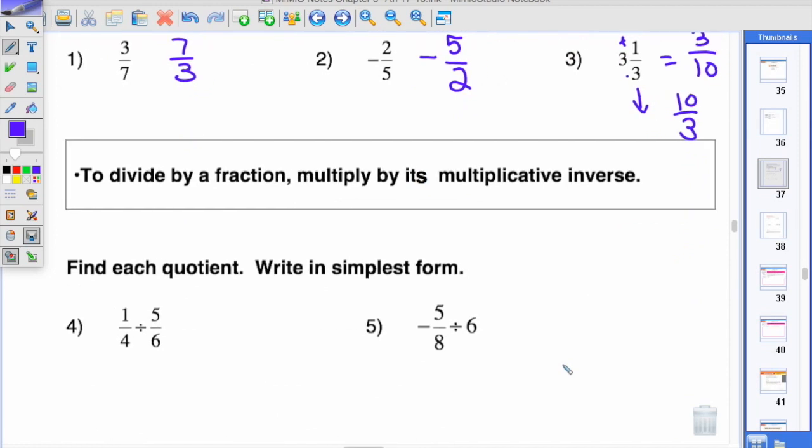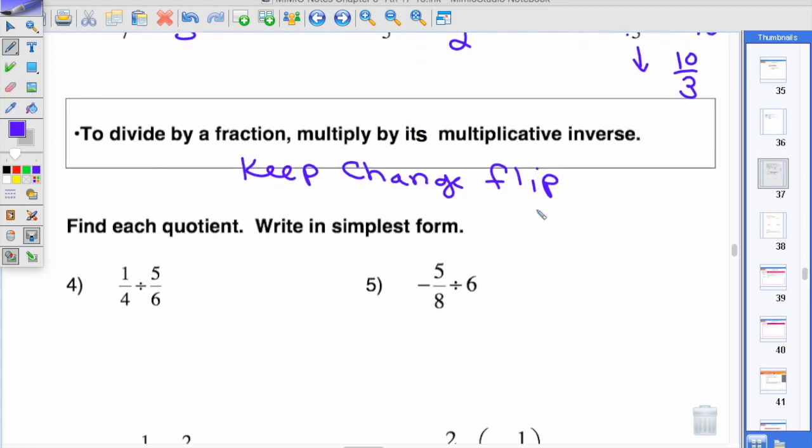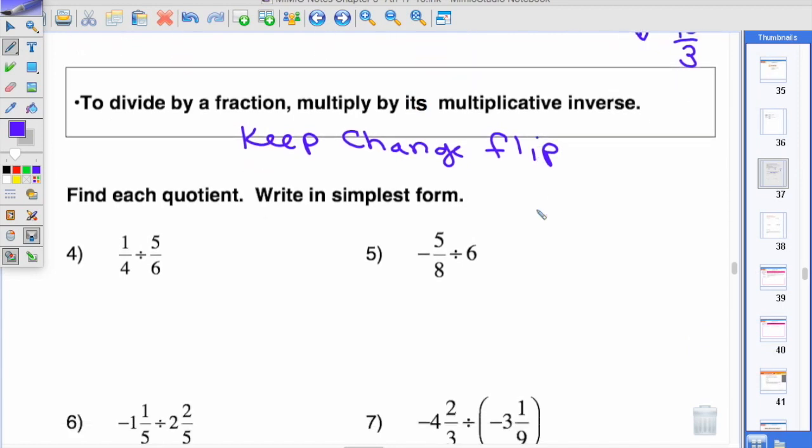To divide a fraction, you're going to multiply by its multiplicative inverse. It's the same thing as keep, change, flip. That means we keep the first fraction the same, division changes to multiplication, and we flip the second fraction.